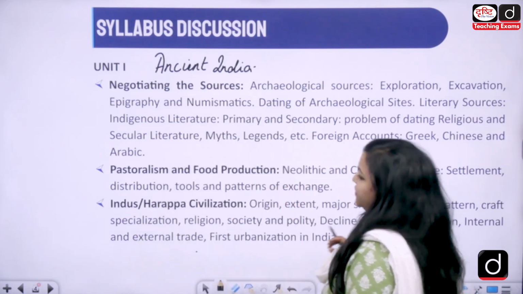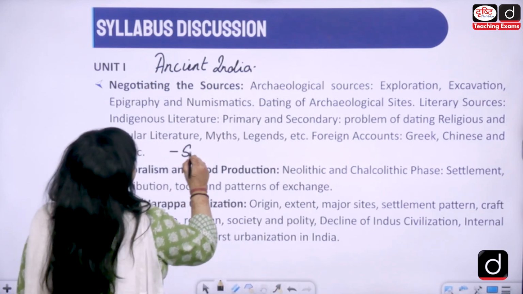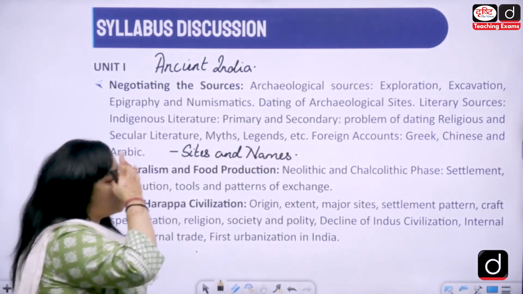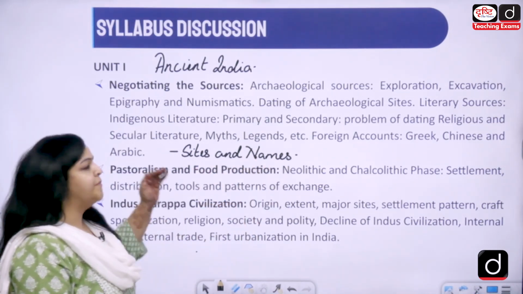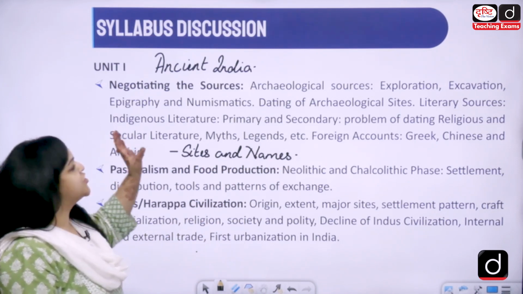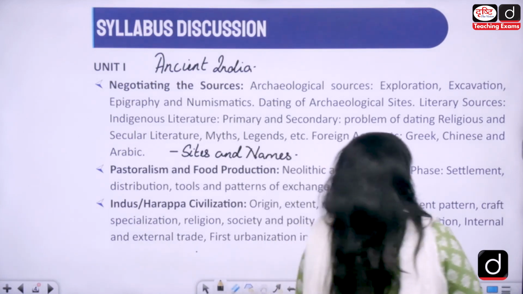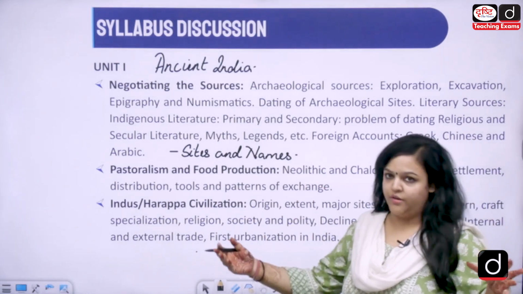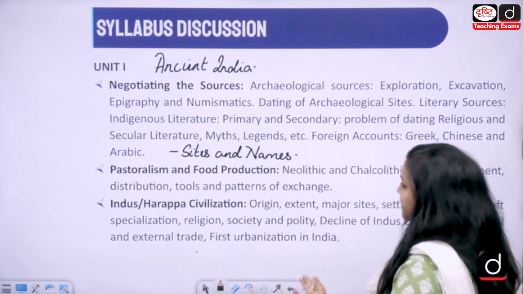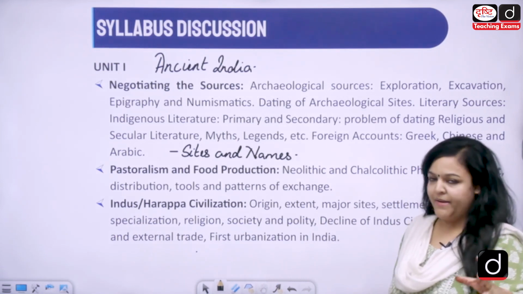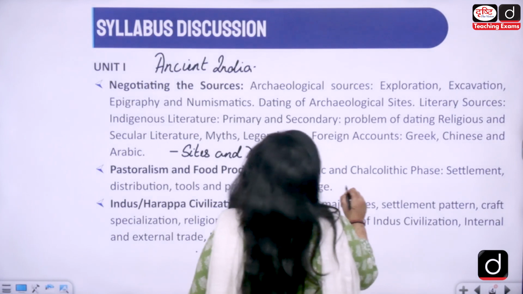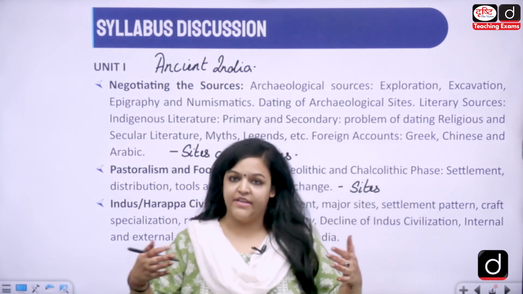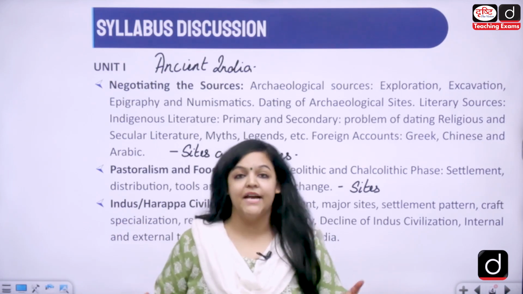Now here, the most important thing that you must remember is the sites and names. So this is the most important thing that you must remember from Unit 1, Chapter 1, which is negotiating the sources. The next thing that we have, again, we move to the Stone Age. Here we will start from Paleolithic and move on till Chalcolithic, and we will be covering settlement pattern, tools and patterns of exchange. These 3 aspects we will be focusing on. Here the main thing that you have to remember is the sites, the location or the places at which various evidences of this particular time period have been found.